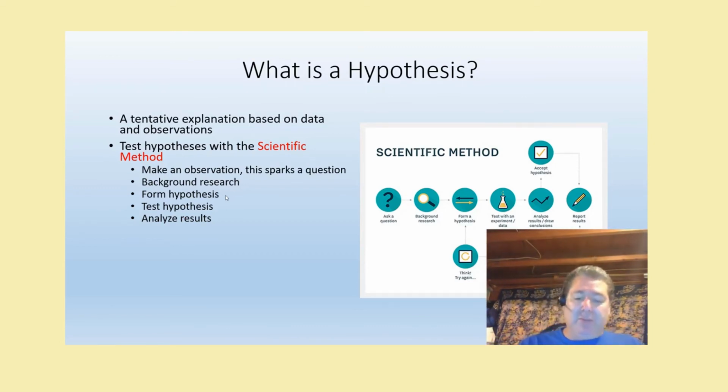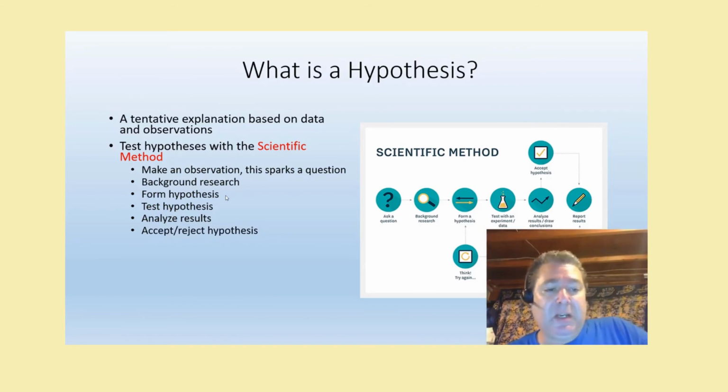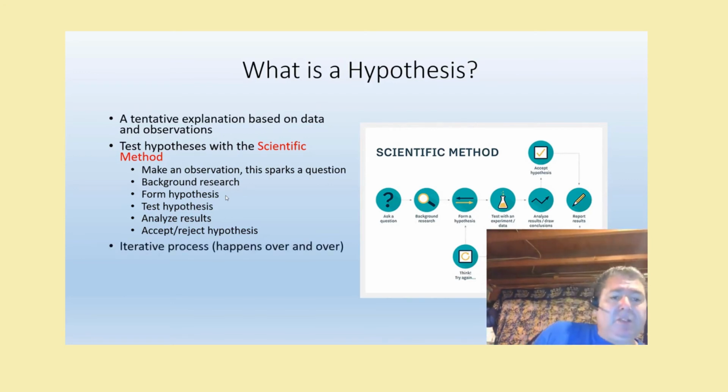So we test our hypothesis, and we can either accept, which again doesn't mean that it is correct, just means that the data from our experiment has failed to disprove this hypothesis. We could then also reject the hypothesis, and that's another very important part of this. So again, this is an iterative process. This can happen over and over and over.